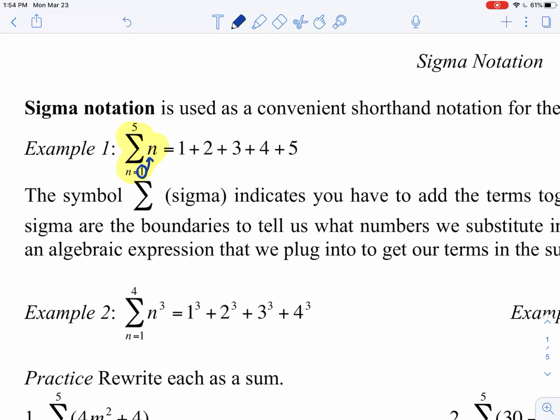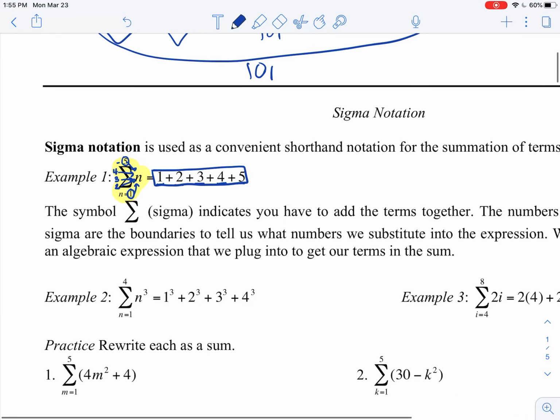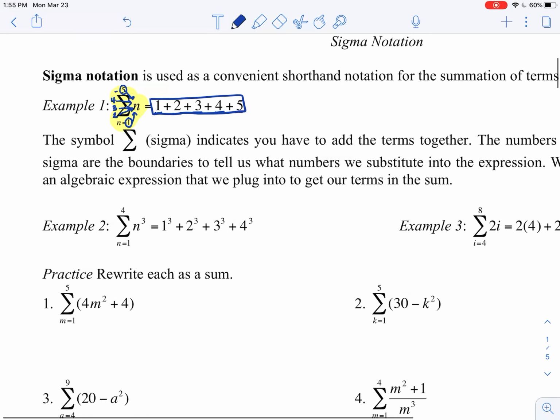So you can see in this situation, if I start with the number that's on the bottom and plug that into this formula right here, 1 as n is just 1. Now I'm going to continue to add all of the whole numbers all the way until I get to the very top number of 5. So I plug in 2 for n, and that's where I get 2, and 3 for n, and that's where I get 3, and then 4 for n, and that's where I get 4, and finally 5 for n, and that's where I get 5, and then I can write that as a sum. This is that sigma notation expressed as a sum.